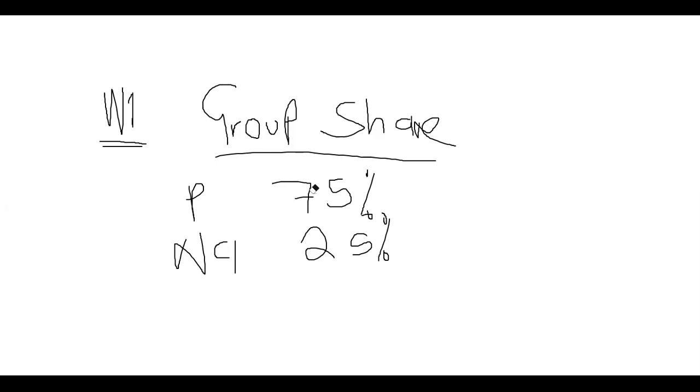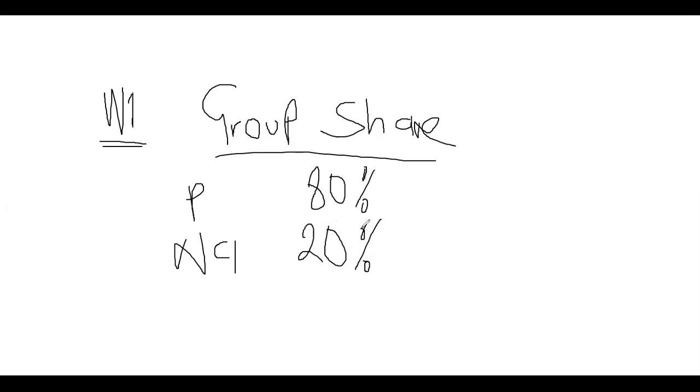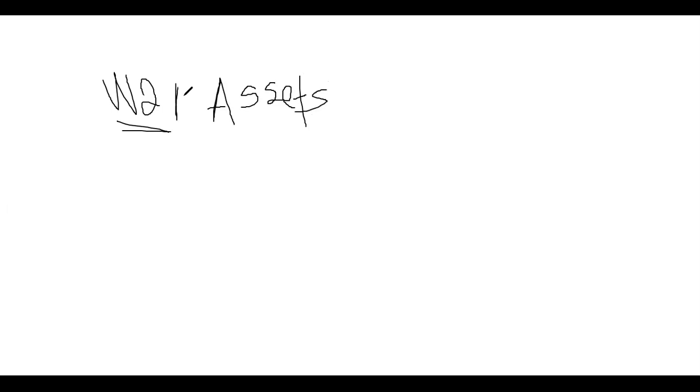So it's 80. Let me just delete this. So we have 80%, NCI, then it's going to be 20%. Okay, that's working one. Working two will be on the assets. We call it net assets in the subsidiary.